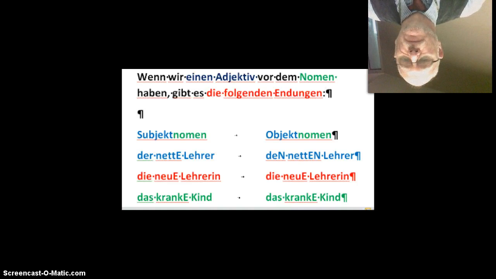Bedenken Sie bitte, meine Herren, dass wir darunter zwei Gruppen haben. Wir haben eine Gruppe, Subjektnomen. Und dann haben wir eine zweite Gruppe, Objektnomen. Die Endungen aber sind: der nette Lehrer, Subjekt, den netten Lehrer, Objekt. Die neue Lehrerin, Subjekt, die neue Lehrerin, Objekt. Und dann für das Nomen haben wir das kranke Kind, Subjektnomen, und das kranke Kind, Objektnomen.